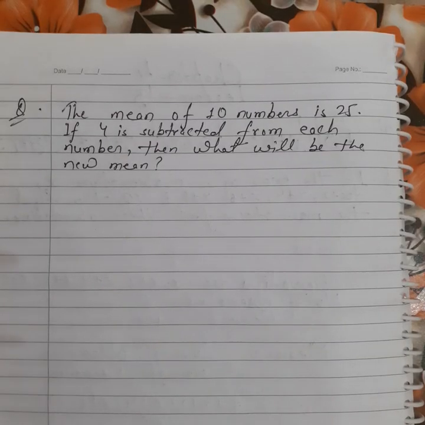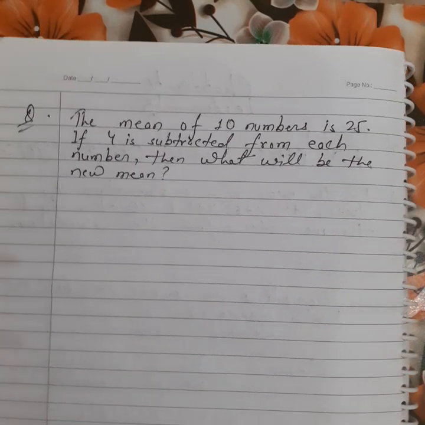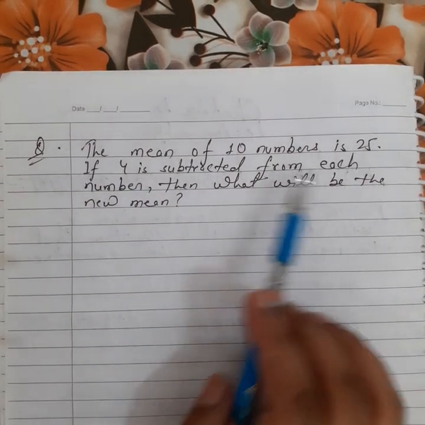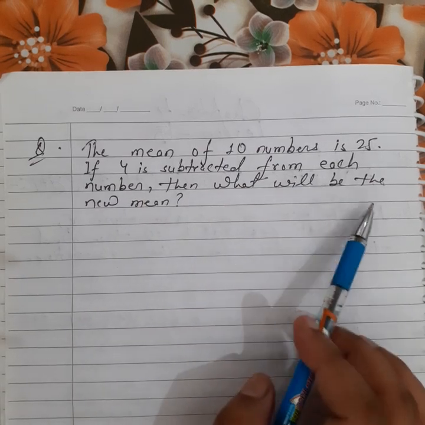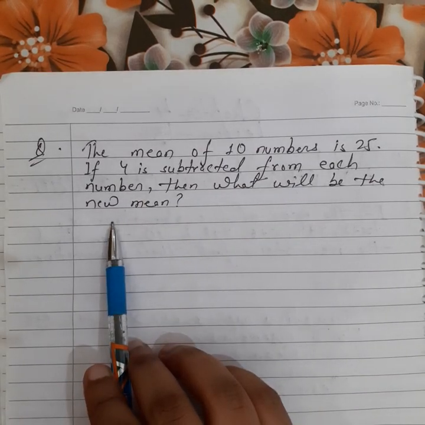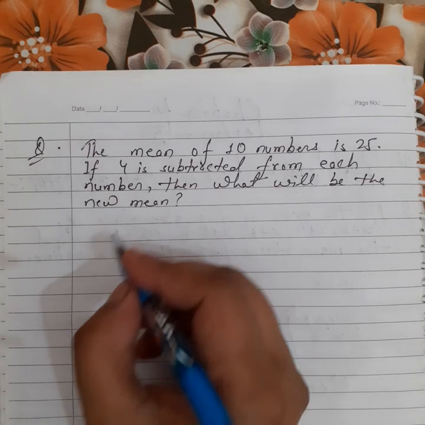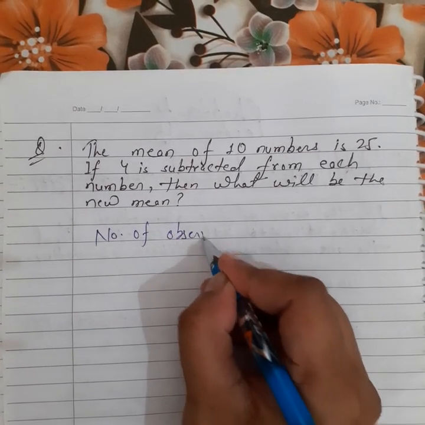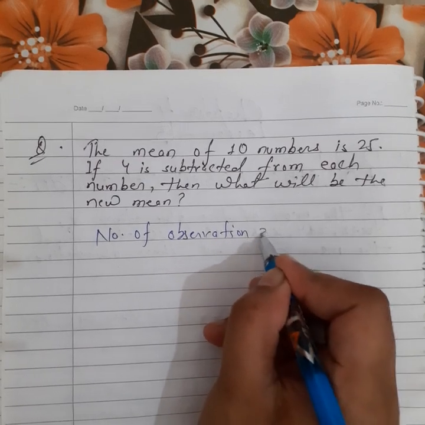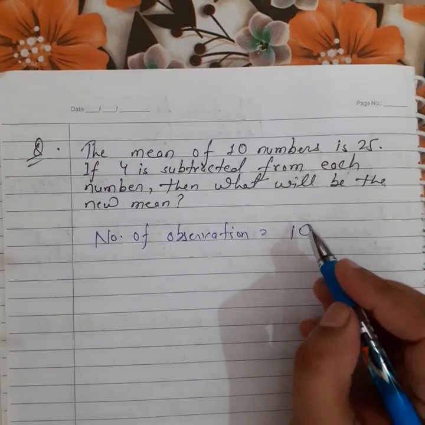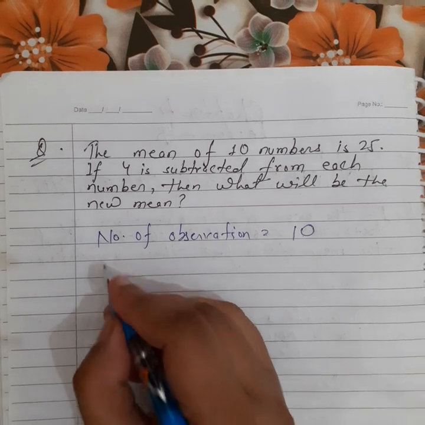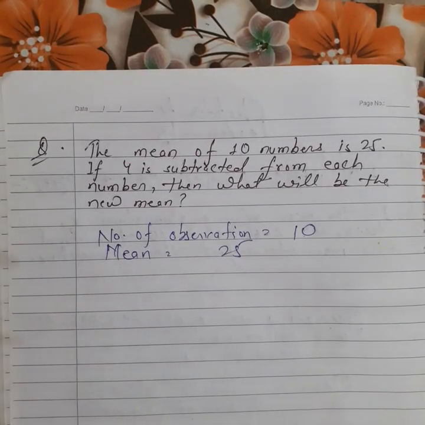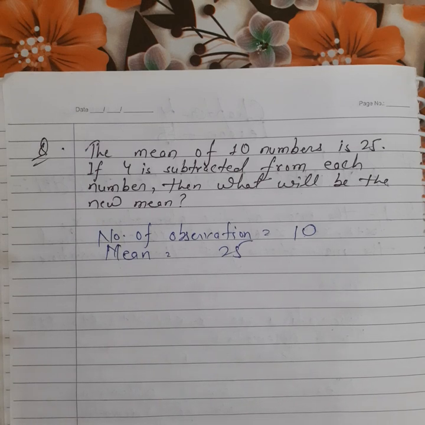The next question is, the mean of 10 numbers is 25. If 4 is subtracted from each number, then what will be the new mean? The mean of 10 numbers, it means number of observations is equal to 10 and the mean is given, 25. So what we have to first find?